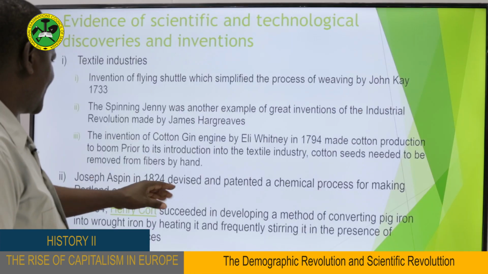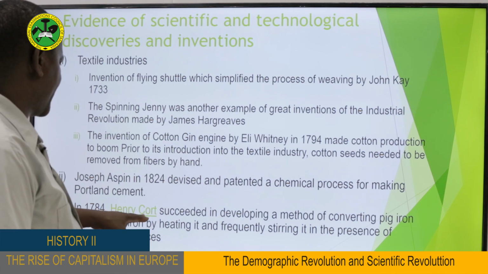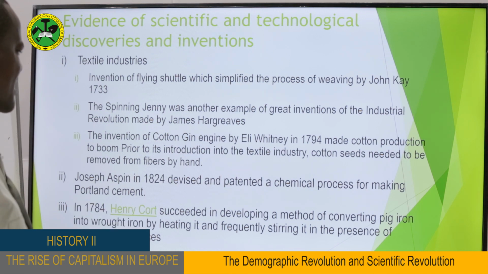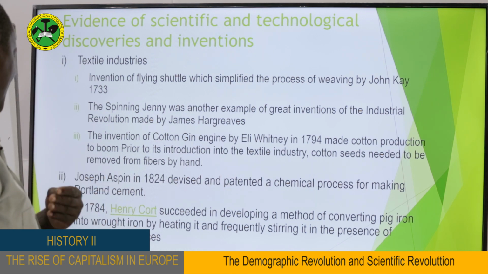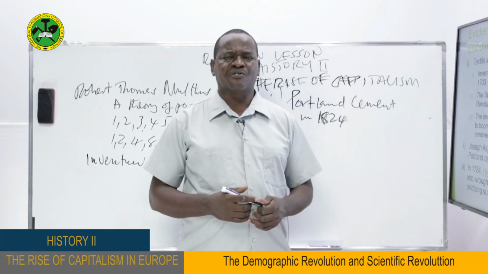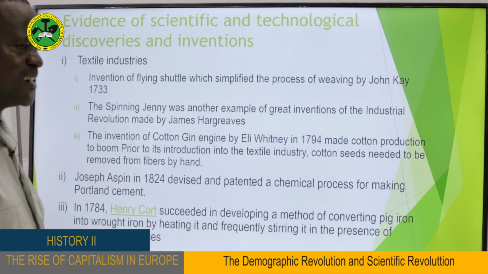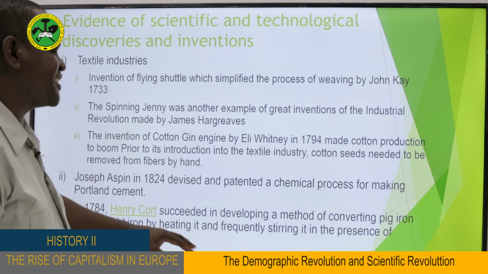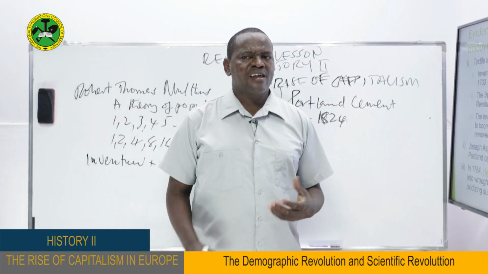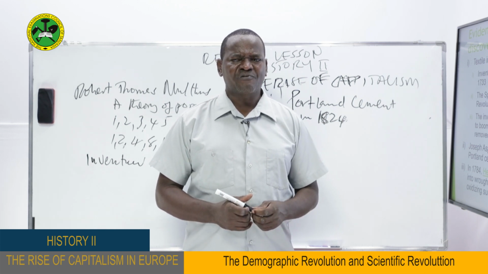This is 1824, and another thing is that in 1784, Henry Cort succeeded in developing a method of converting pig iron into wrought iron by heating it, frequently stirring it in the presence of oxidizing substances. This is another very important change regarding the technological and scientific inventions in Britain. This also increased the production of iron. Remember, a lot of things thereafter were produced using iron. So it was a very important change.